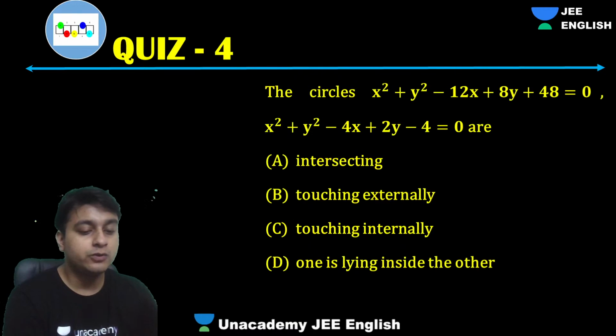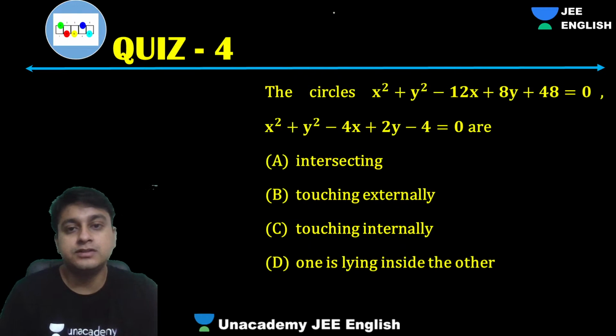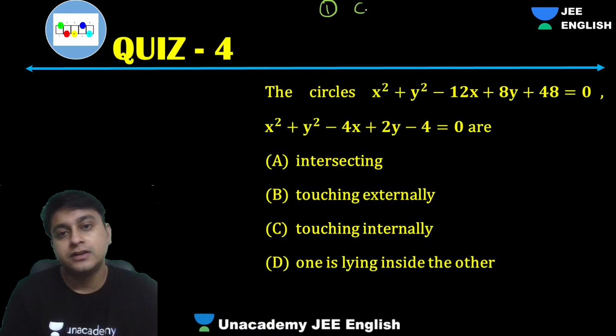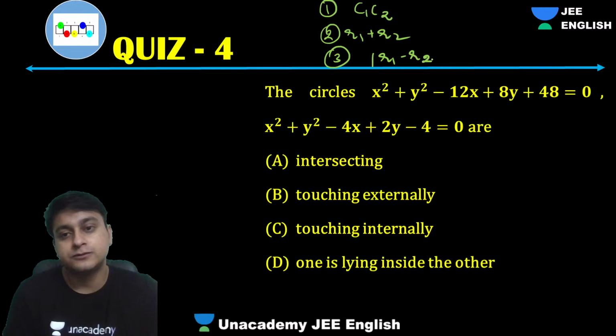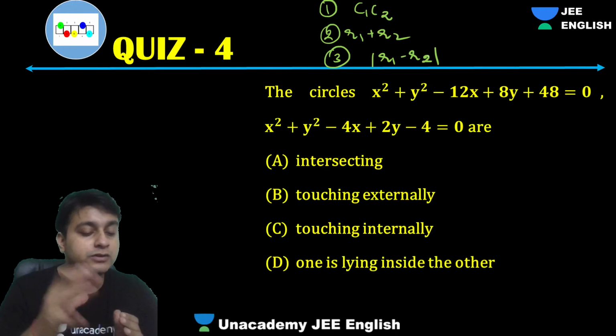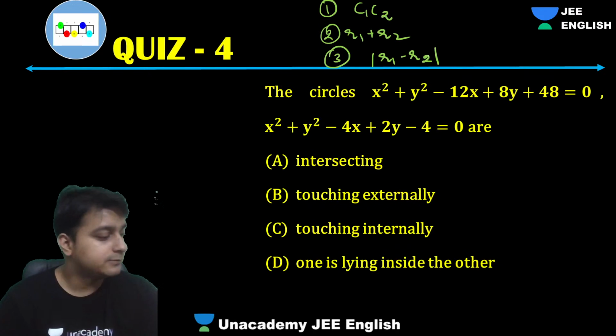So guys, what we need to do is, first of all, in this we always calculate three things: C1C2. The next step is to calculate R1 plus R2. And then we should calculate mod of R1 minus R2. And then we'll compare, and I've given you the theory and you can easily get it.